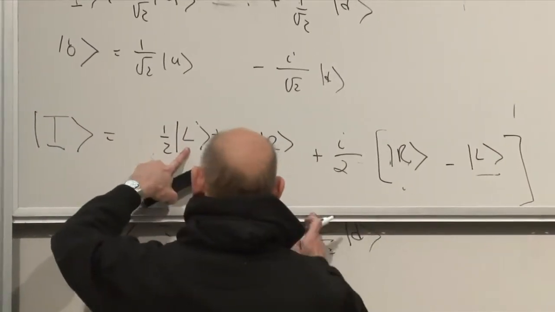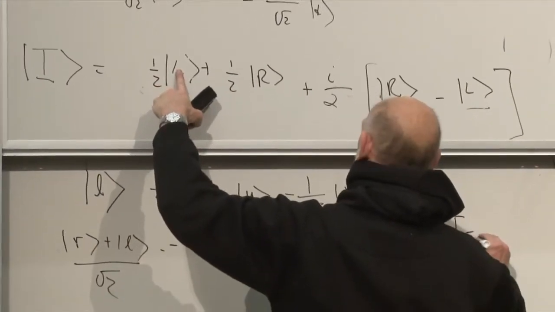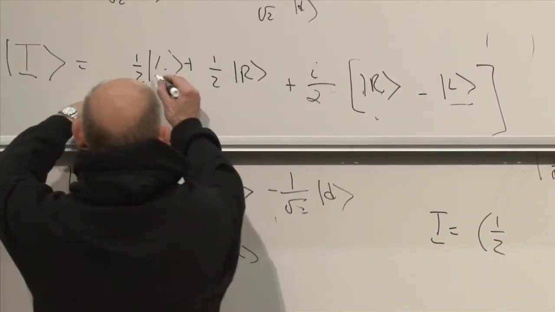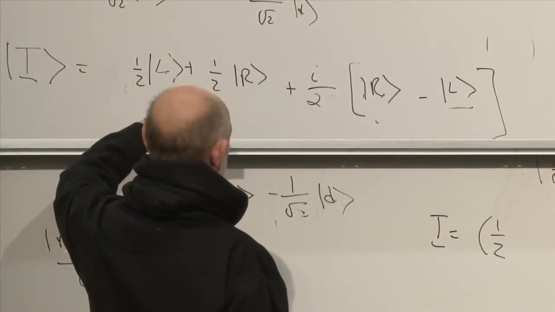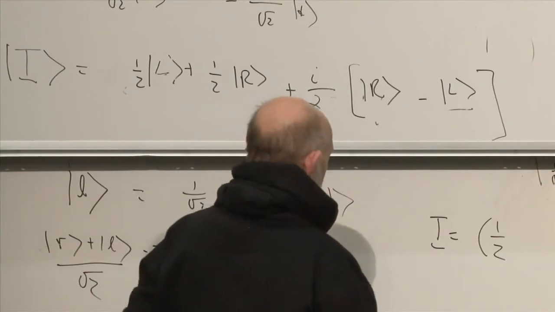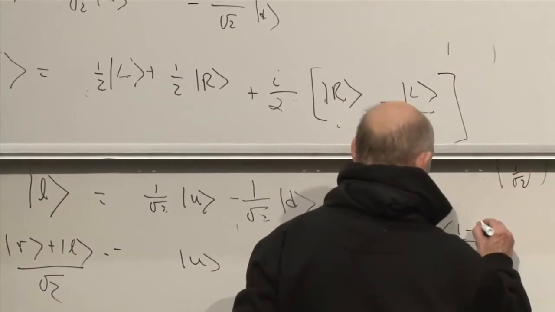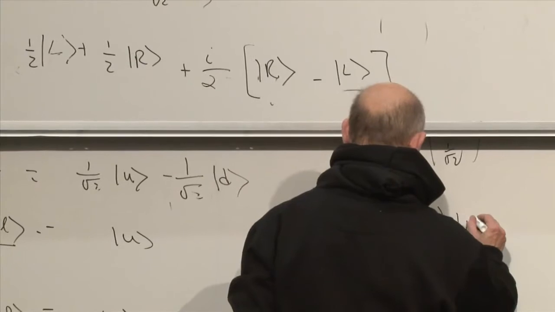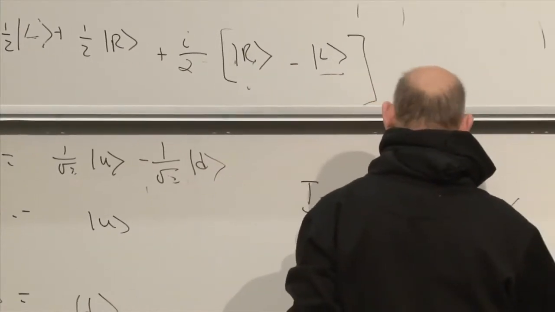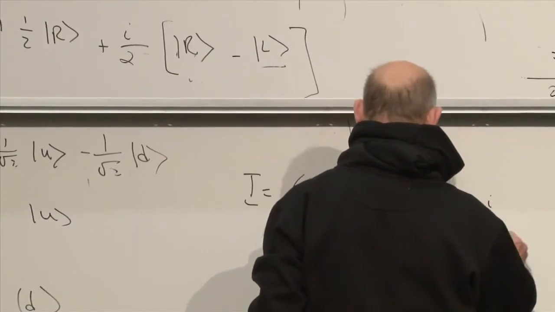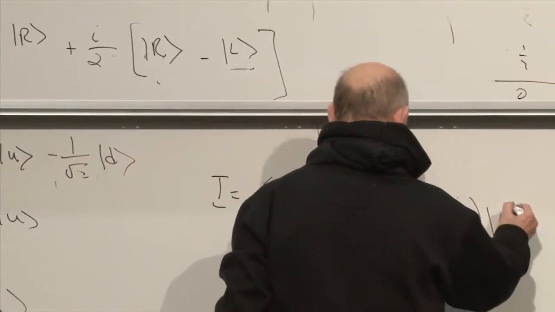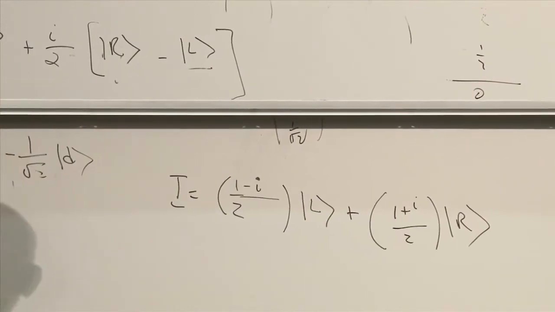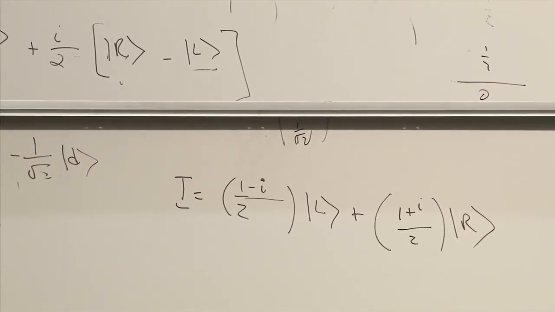We get a coefficient times left. All right, so here we are. I is equal to 1 minus I over 2, is that right? 1 minus I over 2 times left, plus, I think it's 1 plus I over 2 times right. You mean like O instead of I there? Are we doing I or O? I think we were doing I, but I'm not sure. Doesn't matter.